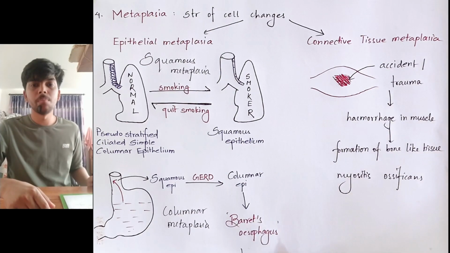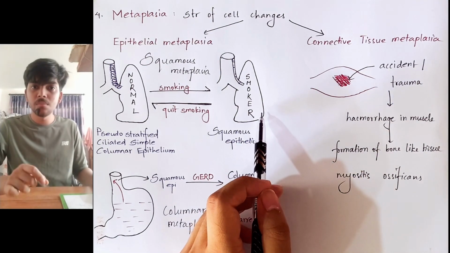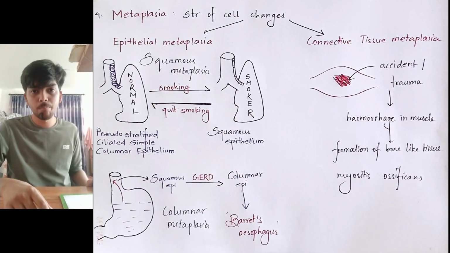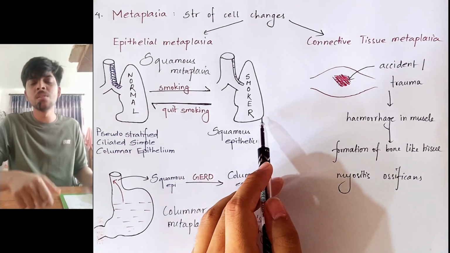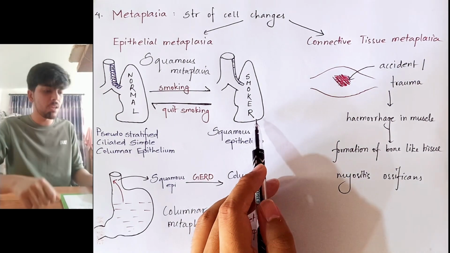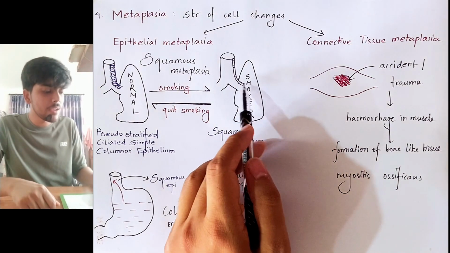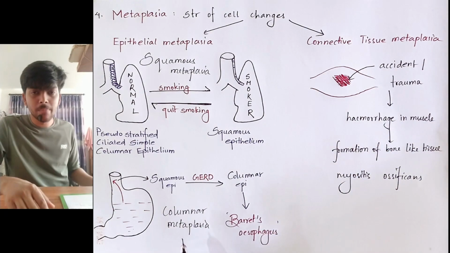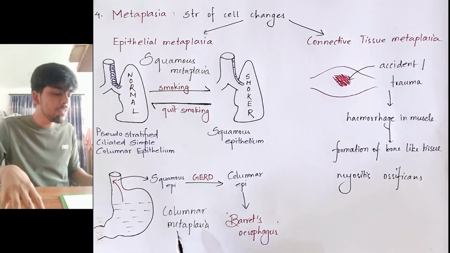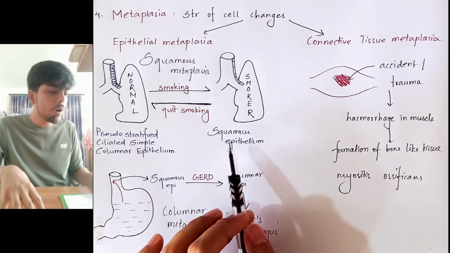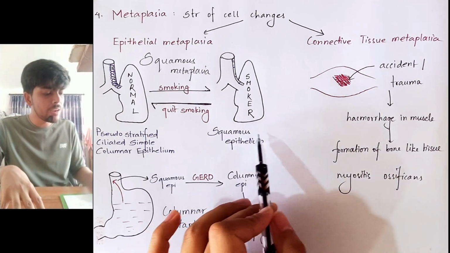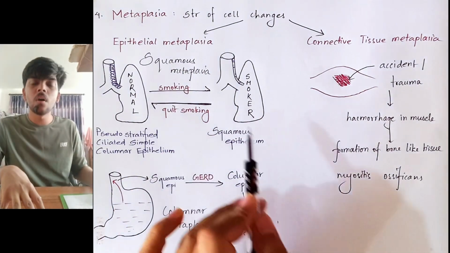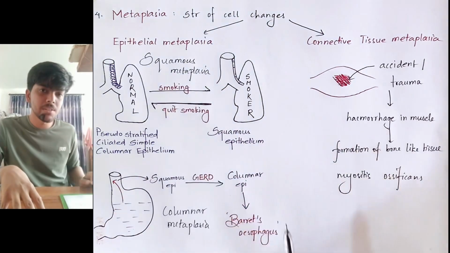This change is reversible because if the smoker quits smoking, then the squamous epithelium will return back to columnar epithelium. But if the smoker persists in smoking, that is, he or she continues smoking, he or she may develop a carcinoma in this squamous epithelium. How would you name this metaplasia? The naming is given on the basis of the end result, that is the type of cell or epithelium that is obtained at the end of the effect. Since squamous epithelium is obtained after smoking, we call this metaplasia squamous metaplasia.